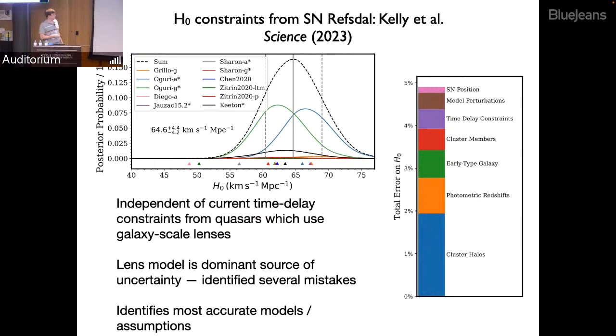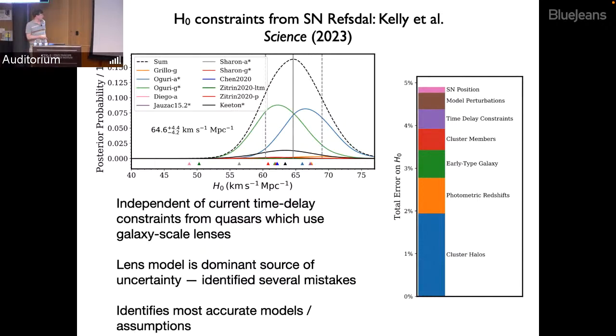And so, if you had a perfect lens model, the 1.5% fractional uncertainty on the time delay would give you a 1.5% measurement of the Hubble constant. What it turns out is that, as you might expect, the lens model dominates the uncertainty. So here's our error budget, and you can see the cluster halo is the single largest contributor to the uncertainty on the predicted time delay, and therefore the Hubble constant.